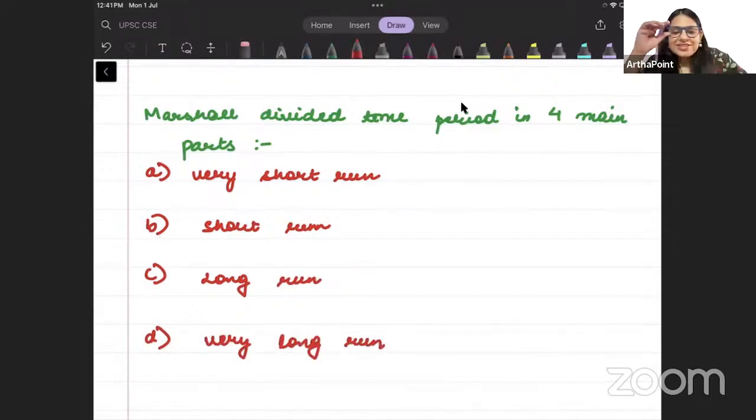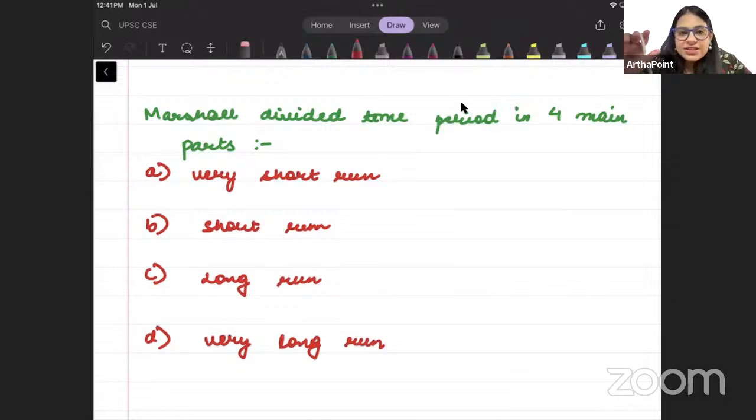This is very interesting. Some books write periods in terms of years or months. They say that very short run period is 1 month, short run period is 1 year, long run period is more than 2 years, something like that. This is absolutely incorrect. You cannot define time periods in terms of the number of months or years. It is not defined like that.